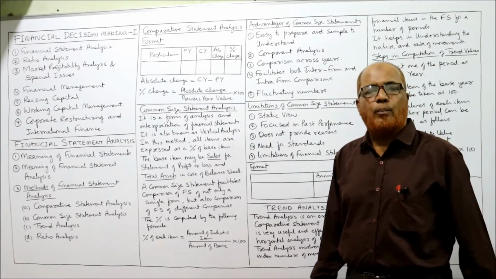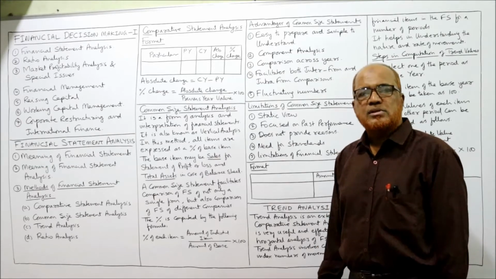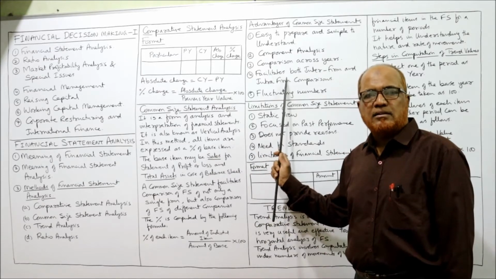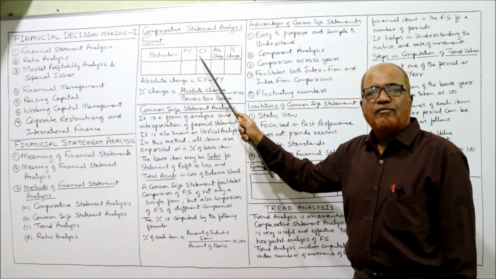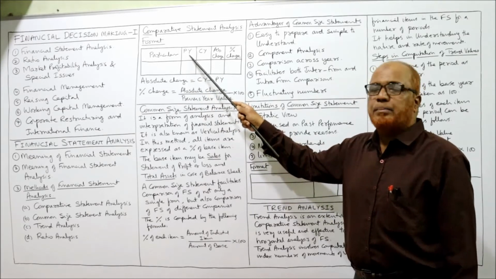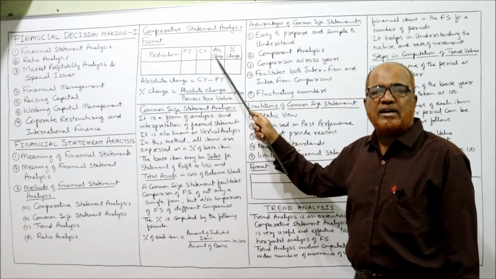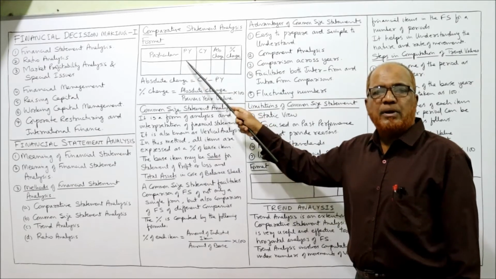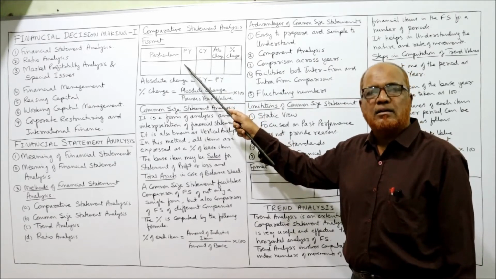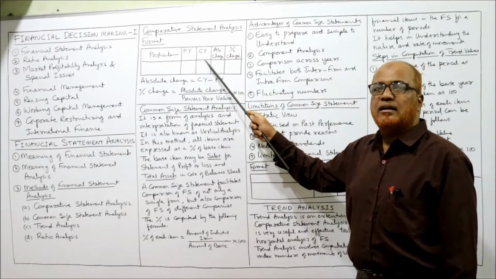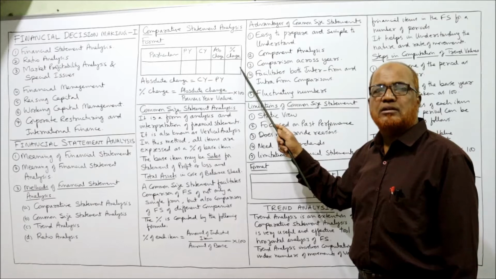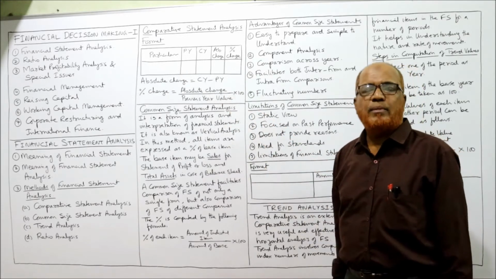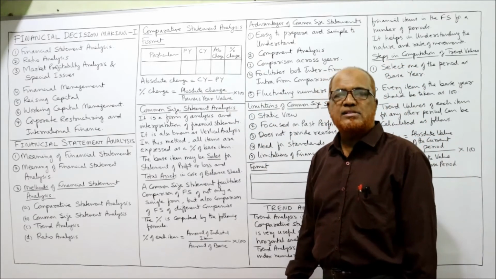4 columns we open. 4 columns. At the extreme right hand side, 1 column will be particulars column. Leaving this particular column, 4 columns. Previous year, PY stands for previous year. CY stands for current year. Previous year is also called the last year. So last year, current year. Then absolute change, percentage change. So this is the format of making comparative statement.